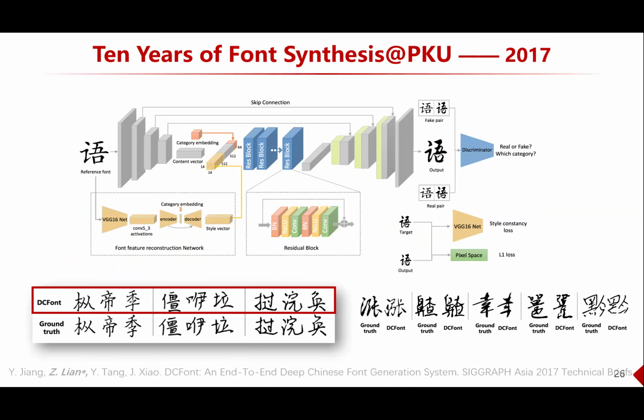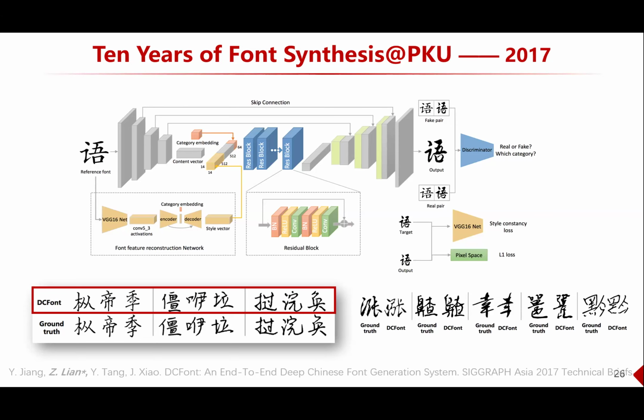And then in 2017, the first time we used a deep generative model. This year also, the very famous work pix2pix was published. So we also used a similar framework with some modification. We propose an end-to-end Chinese font generation system based on a deep generative adversarial network. The key idea is to integrate a new font style feature reconstruction module into the pix2pix framework, making it one of the earliest works to use a deep generative model for the Chinese font generation task.